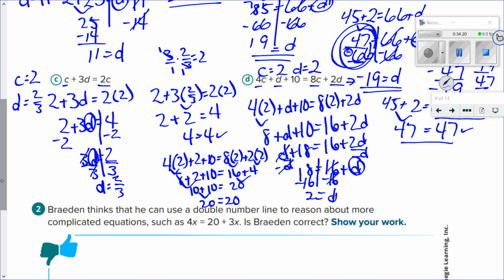Does 20 equal 20? So, did my solution work? Yes. That was actually a really complex problem. Hopefully you guys were able to follow through on that one.